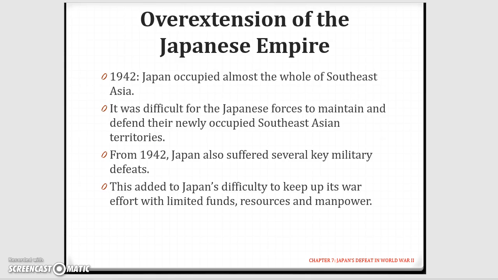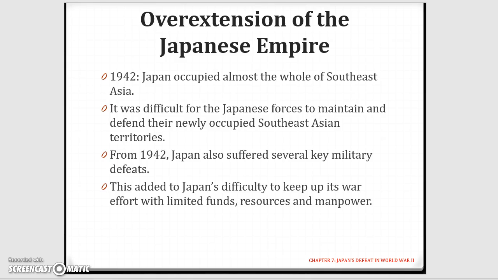Now, the overextension of Japanese empire is very easy to understand. I only have one slide on it, and that's what you see on the screen now. 1942, Japan occupied almost whole of Southeast Asia. It was difficult for them to actually maintain and defend these newly occupied Southeast Asian territories. So from 1942, Japan suffered key military defeats. So 1942 is the year in which they successfully more or less occupied almost all of Southeast Asia.